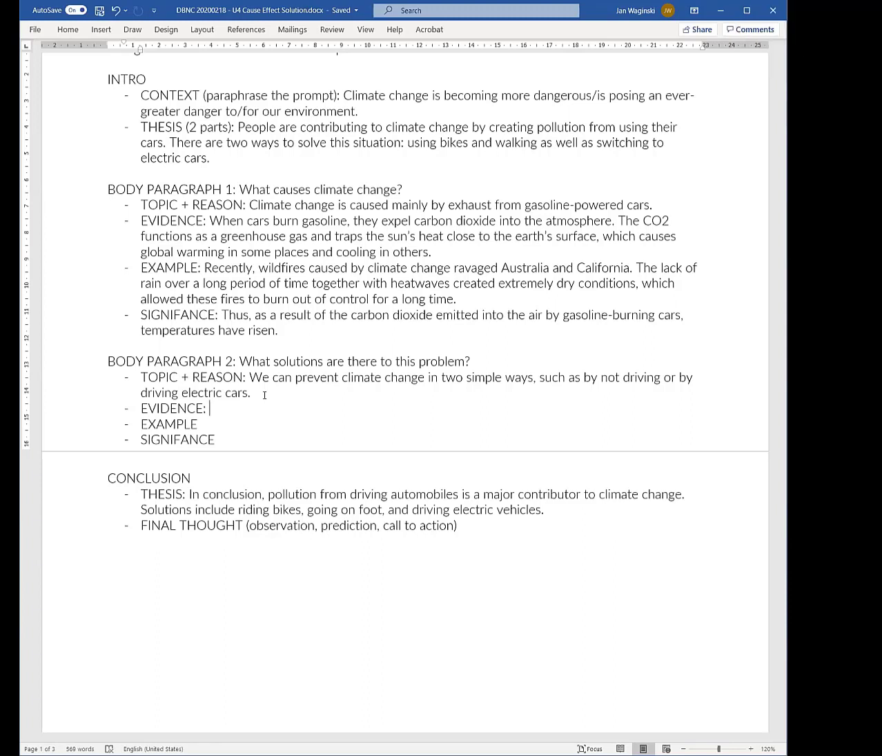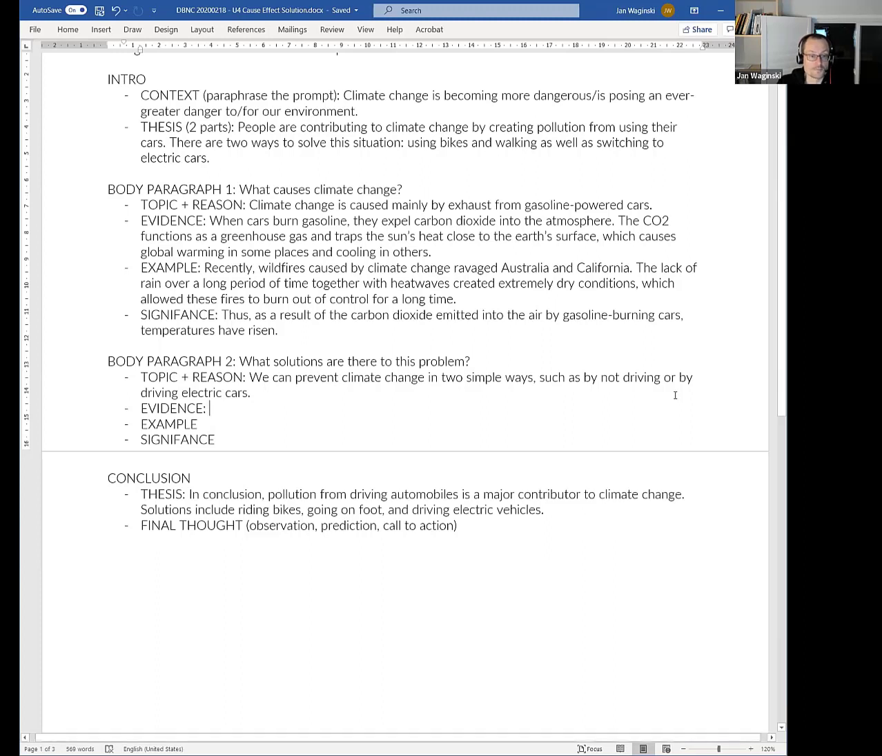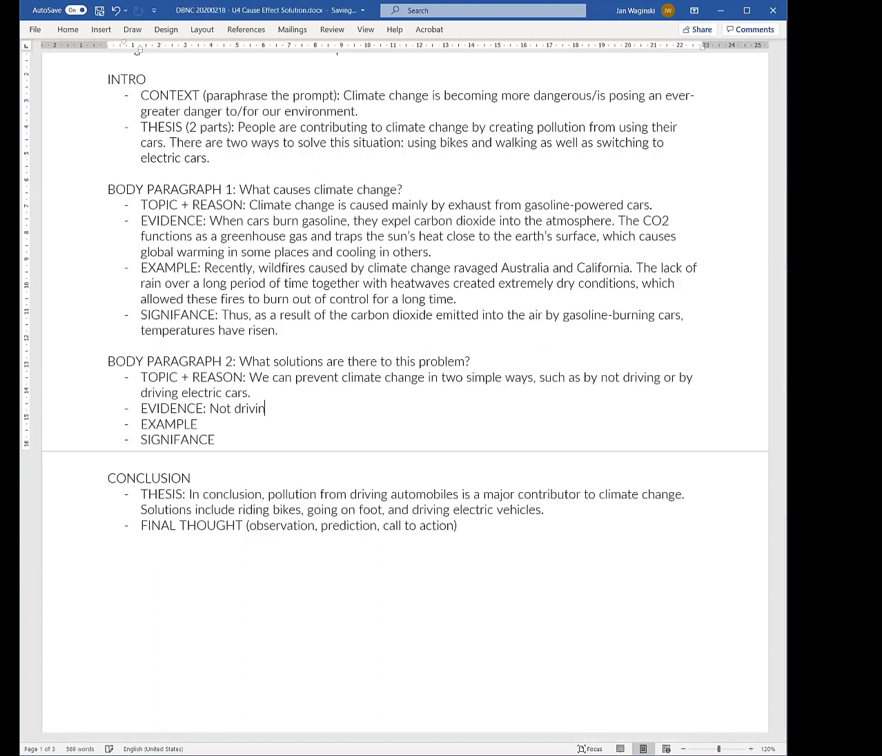But I can start sentences with the research shows. Okay, tell me what you want to say. Research shows that electric cars are more... Well, our first part is not driving, so we have to start with that. When you write a topic sentence, its structure controls the structure of the rest of that paragraph. So if the first thing you talk about is not driving, and the second is electric cars, don't continue by talking about electric cars first. Go in the same order or it causes confusion. Okay, not driving cars will prevent climate change from pollution.